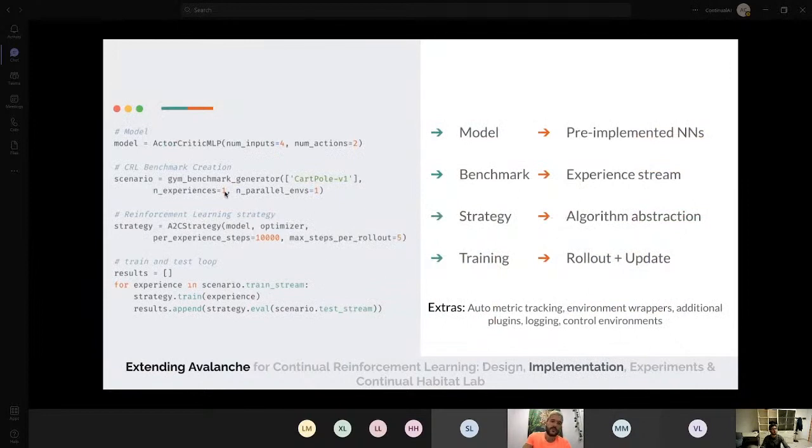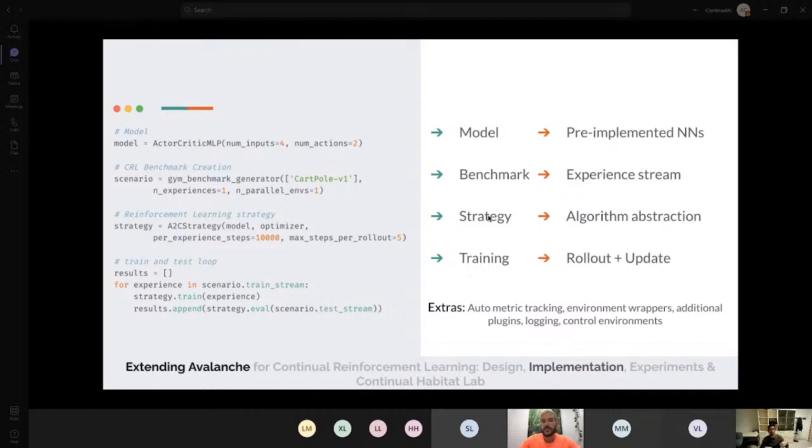And this is a bit of a flavor of what AvalancheRL is in practice. If you're familiar with Avalanche, you're probably going to see something very similar here on the code part. Essentially, we can create a model choosing from one of the pre-implemented neural networks. We can then generate a benchmark by using the benchmark generator, which essentially here creates a CartPole environment, composed of a single experience and one parallel environment. So it's very easy.